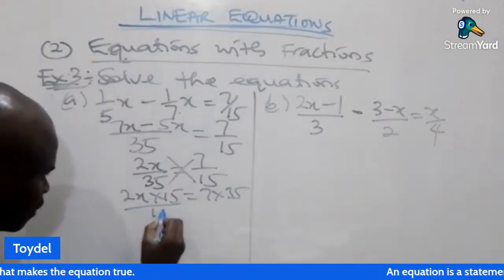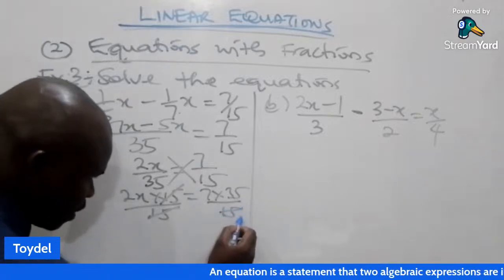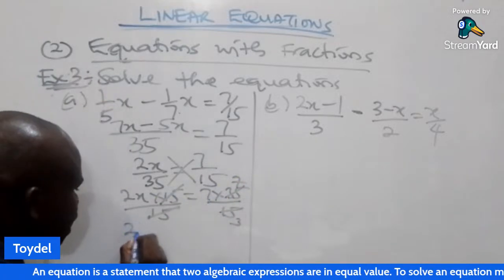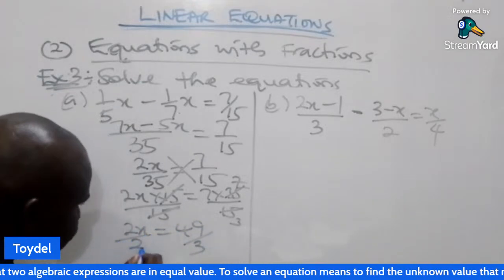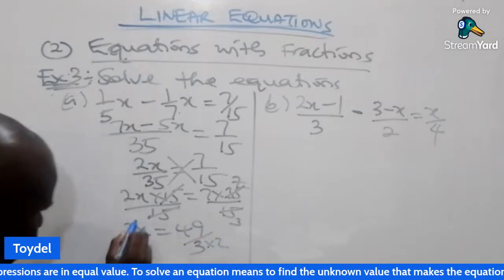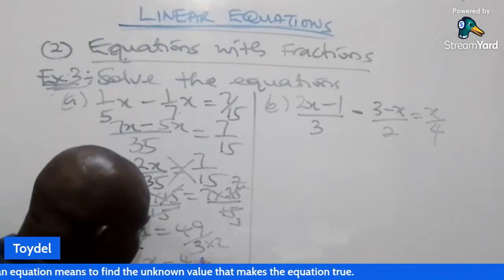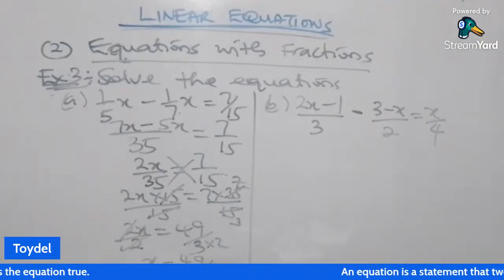Then let's divide both sides by 15. 15 cancels 15. 5 here, 3. 5 here is 7. So at the end of the day, we have 2x equal to 49 all over 3. Let's divide both sides by 2. This will be multiplied by 2, this will cancel this. So x will be equal to 49 all over 6.